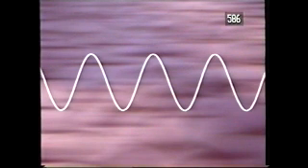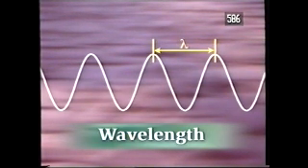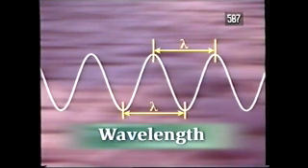We can also use this static picture of the wave to define its wavelength. This is equal to the horizontal distance between two corresponding points on the profile. These might be two adjacent crests, but two troughs would do just as well, or any other pair of corresponding points. The wavelength of a wave is represented by the Greek letter lambda.